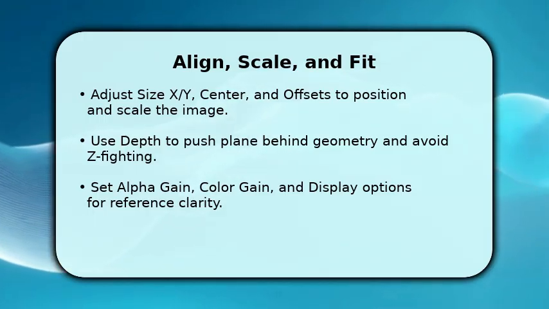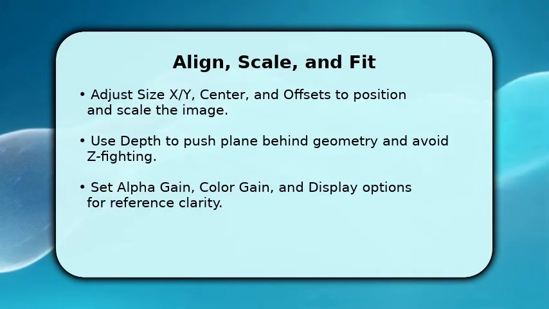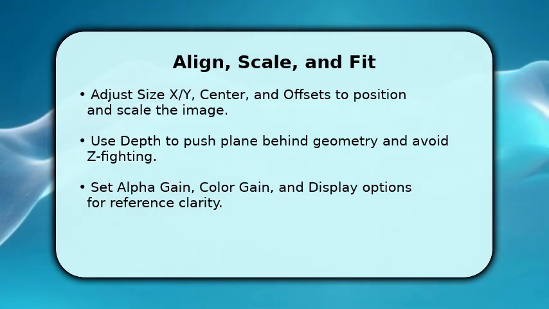Increase depth slightly so the plane sits behind all scene objects and avoid flicker or Z-fighting when you orbit. Use alpha gain and color gain to reduce visual dominance while modeling, and enable display on selected camera only if you want it hidden in other views.